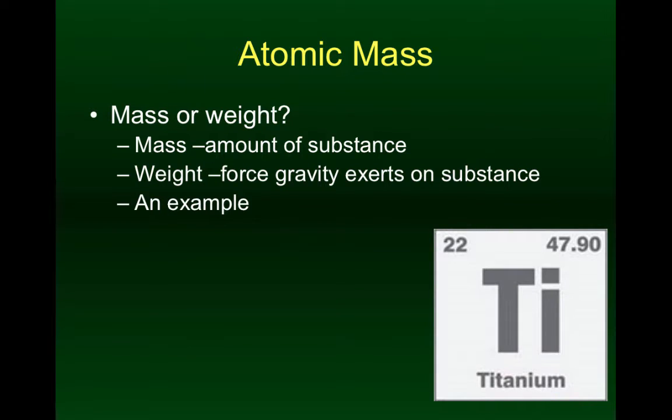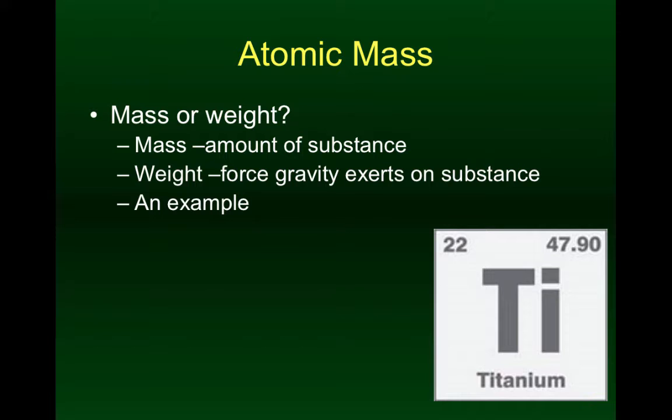So if we take a look at titanium, titanium is number 22 on the periodic table, so that gives us a couple of important bits of information right off the bat. We know titanium has 22 protons and 22 electrons because the atomic number is 22. And the atomic number is the number of protons in that particular atom. Since the number of protons equals the number of electrons, we know that means there's also 22 electrons present in titanium most of the time.